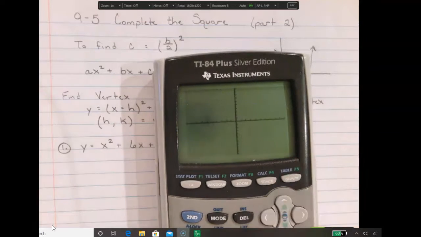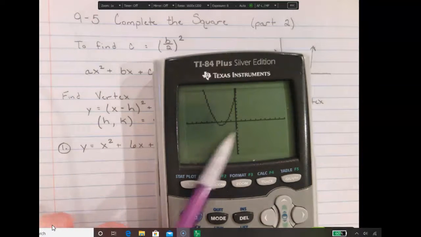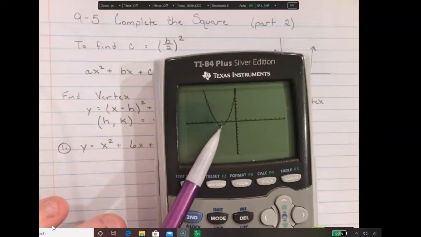Alright, so there's my graph. It's a little easier to see. And you can see my vertex, it's just below the x-axis, and it's just to the left of the y-axis. So that's my vertex, and that's what we're trying to find.